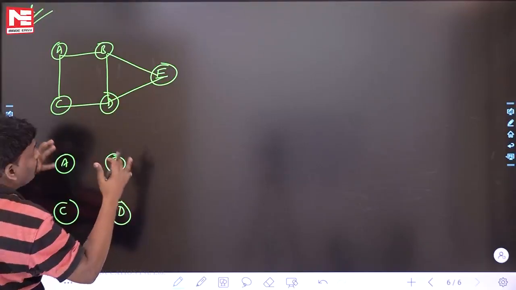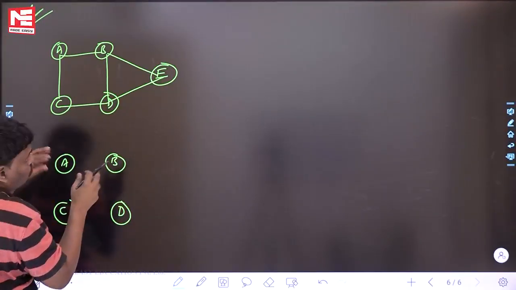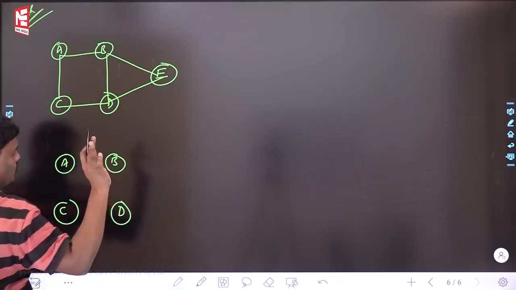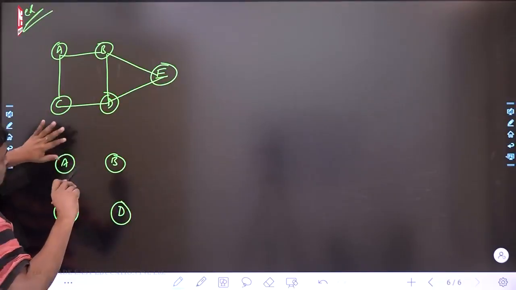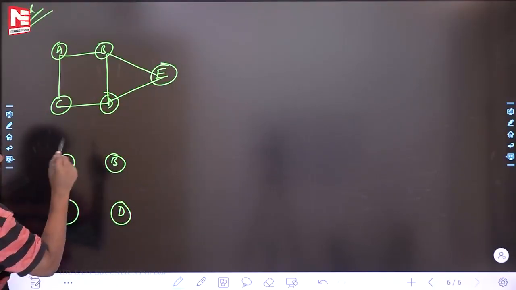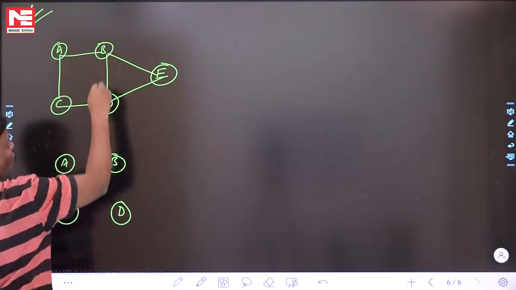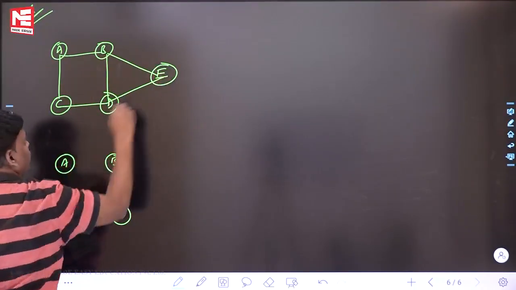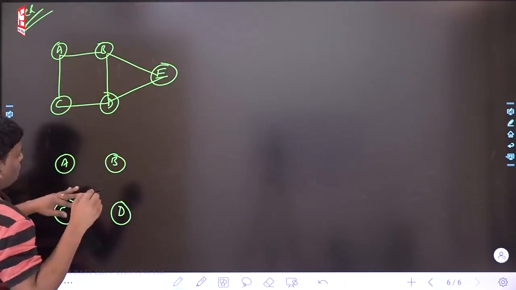Try to bring many at a time. If one or two are missed out, manually you can write them. So how to bring many? Let me try this one. If you want many, concentrate on the loop. See this one, this is also a loop. This is also a loop. So concentrate on the loop so that you will get many.